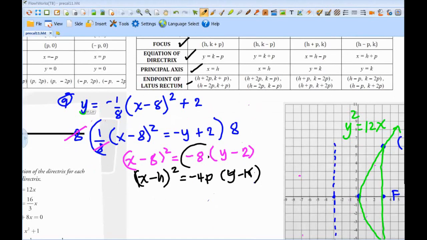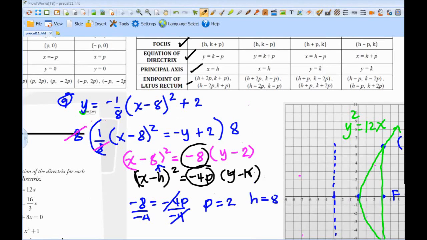So these are to be equated. So it will become negative 8 equals negative 4p. We will divide both sides by negative 4. So the value of p is 2. Right? So this is the h. What is the h value? It is 8. What is the k value? It is 2.